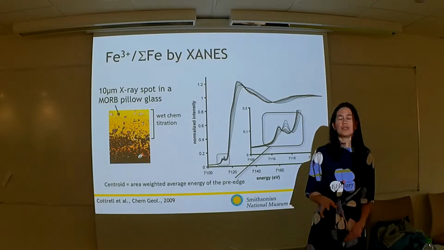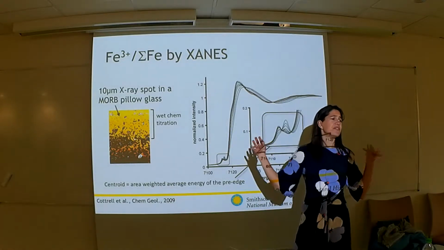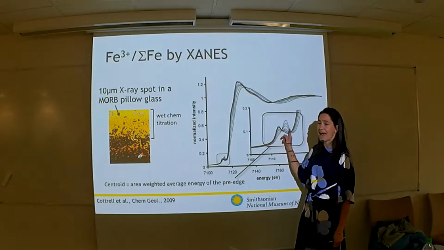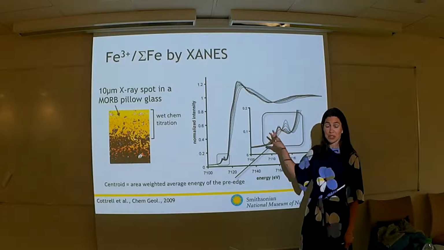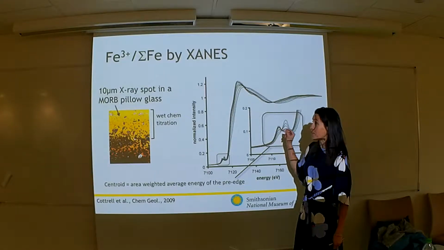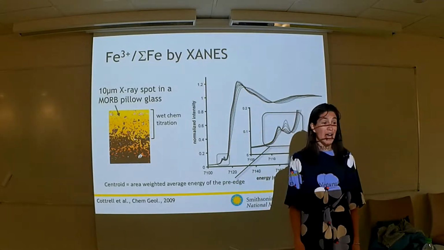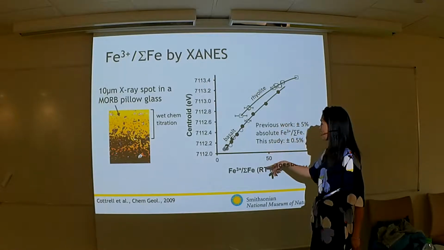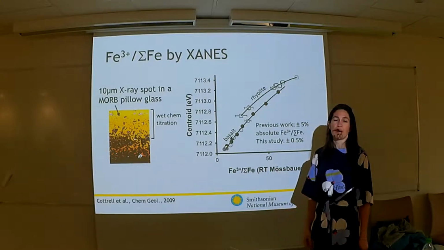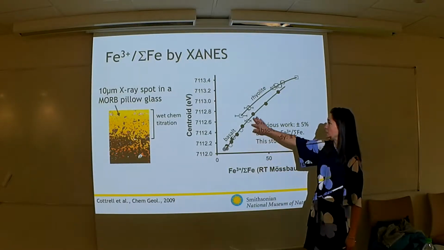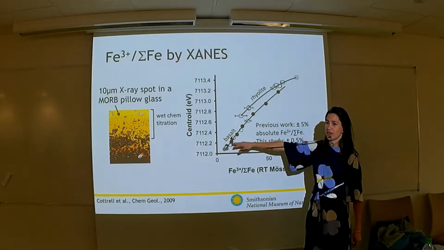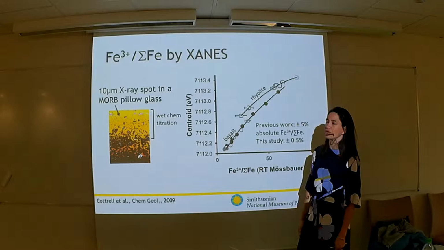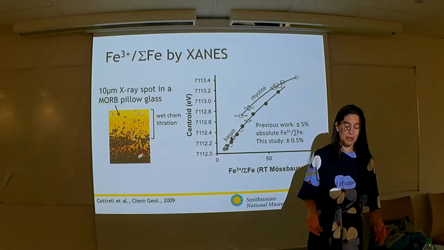And in my work, you can parameterize these spectra all different ways. In my group, we look at the centroid, which is the area-weighted average of this pre-edge energy. And we use that as a proxy for the oxidation state of iron in these glasses. The calibration is based on room temperature Mossbauer spectroscopy. These are all experiments on basalts conducted at 1 atmosphere. We measure the centroid with XANES, and we have the 3+ total ratio from room temperature Mossbauer spectroscopy.